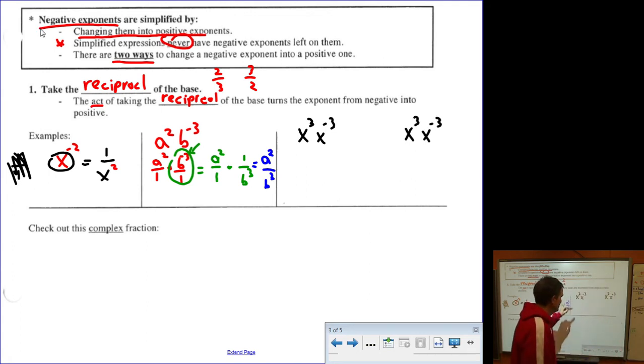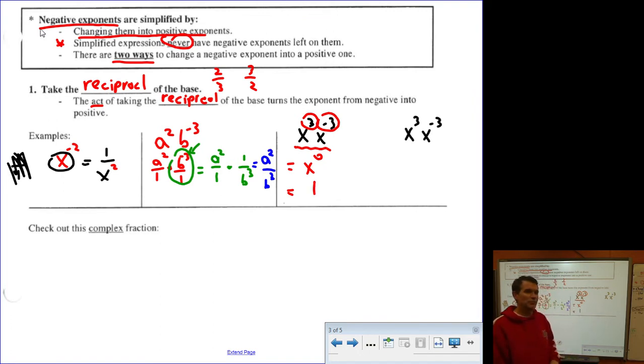So the first time, we're going to do it the easy way. The easy way would be to use an exponent rule that we learned last class, and that is when you're multiplying terms together, you add their exponents. What do we get when we add 3 and negative 3? Well, we get 0. And what is anything to the 0 power? It's 1. This equals 1.